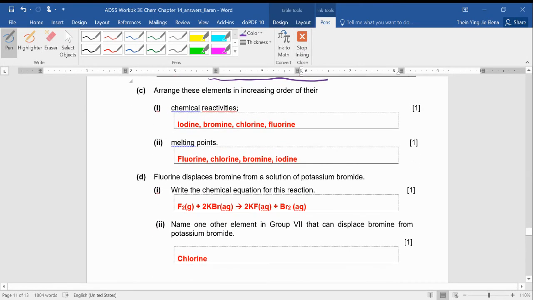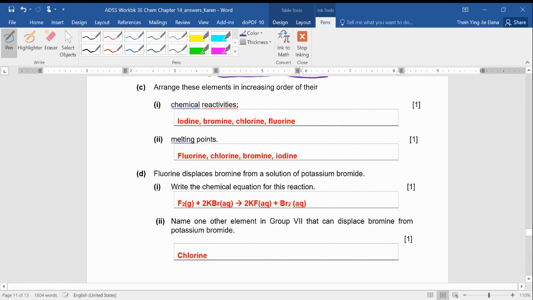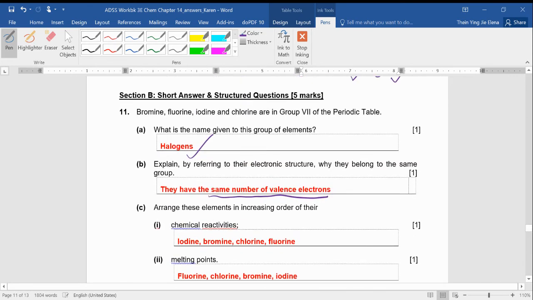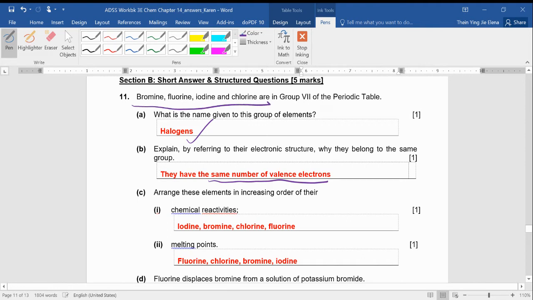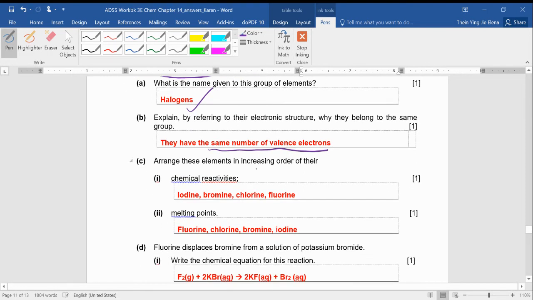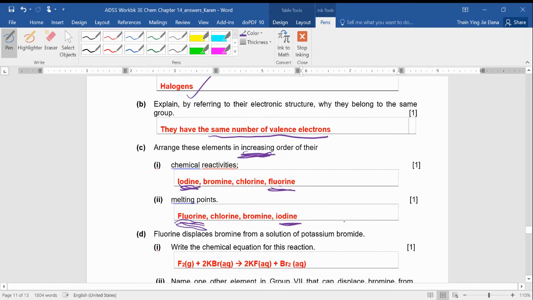Arrange these elements in order of increasing chemical reactivities. Okay, so the elements are the ones that are here. So, increasing order. So we learned that down the group reactivity decreases. So it has to be from the bottom part of the group to the highest part of the group. Melting points. Okay, melting points will increase down the group. So it's from the highest part of the group to the lowest part of the group.